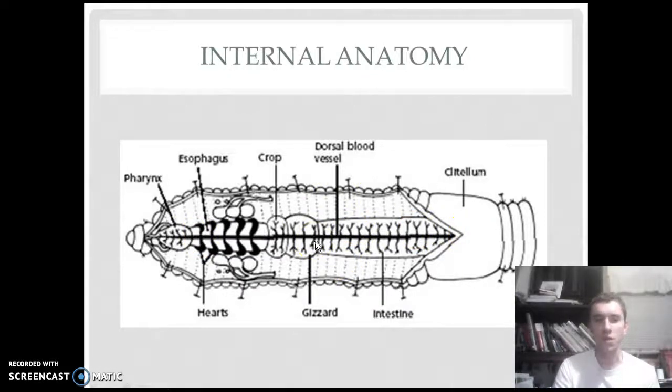And the intestine actually runs the entire length of the body. It's super long. So that's one of the key things, one of the phenomena that we're going to be talking about with one of your questions: why would the intestine be so long? So we're going to be using what we know about the digestive system and the intestine to figure out why the intestine would travel the entire length of the body of the earthworm.